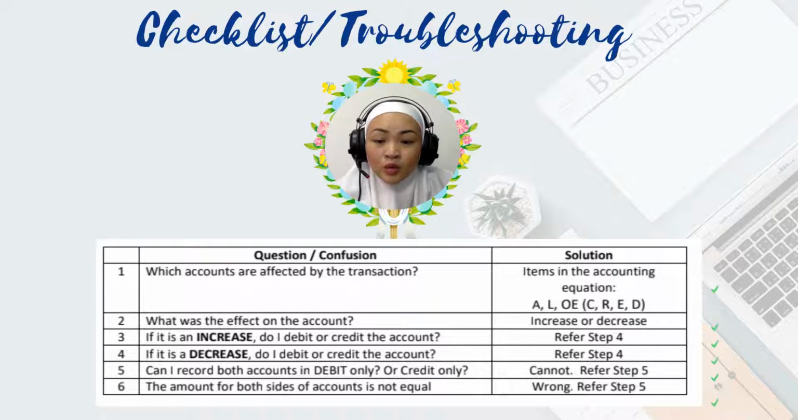Number 2 is what was the effect on the account, whether it is an increase or decrease. Number 3 and 4, if it is an increase or decrease, you need to debit or credit the account, which one? So you need to refer to step number 4. And number 5, can I record both accounts in debit only or credit only? The answer is no, you cannot. Refer to step 5 in the module. And the last one is if the amount for both sides of the account is not equal, this is wrong. Also refer to step 5 from the module.